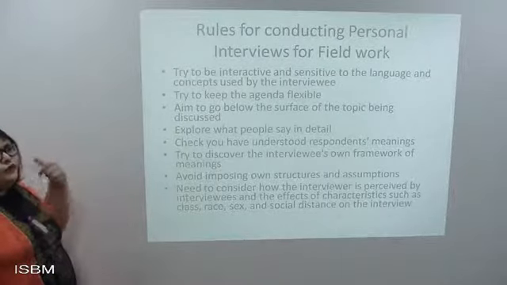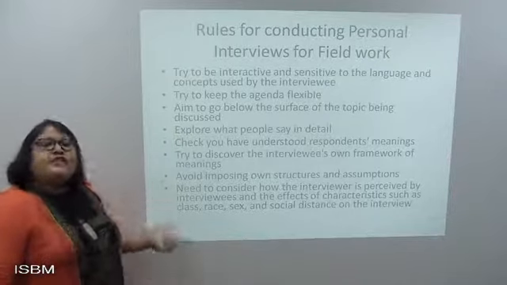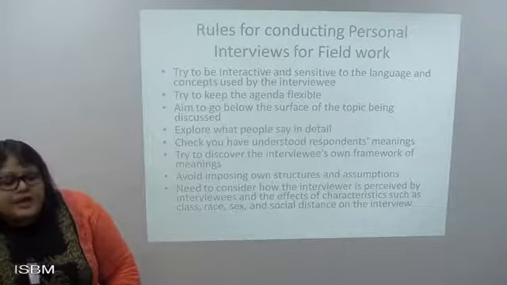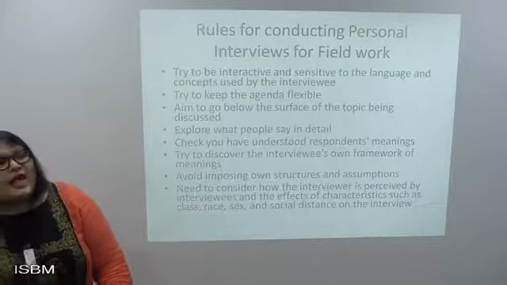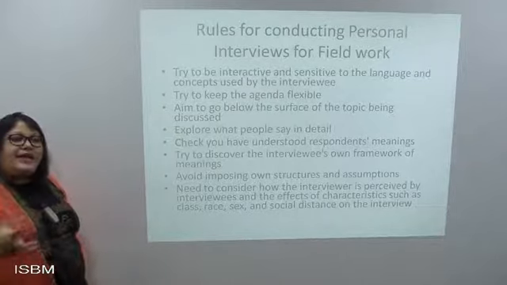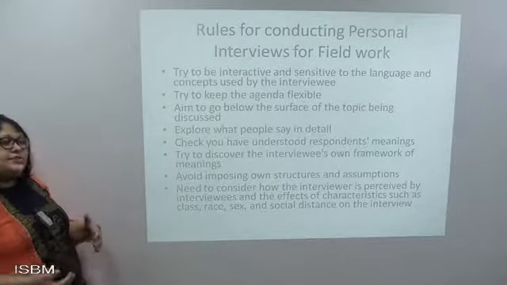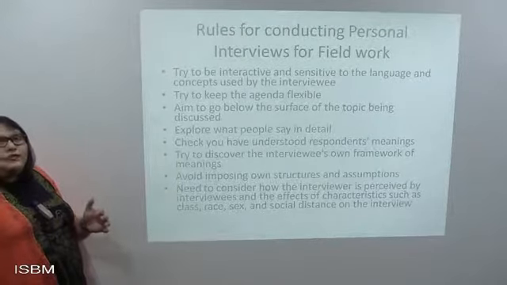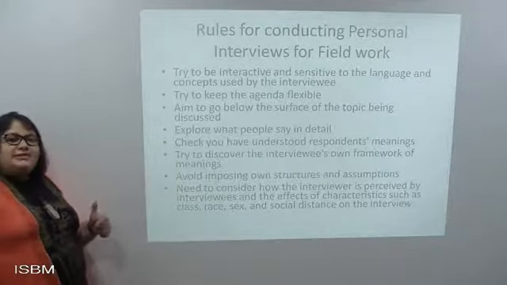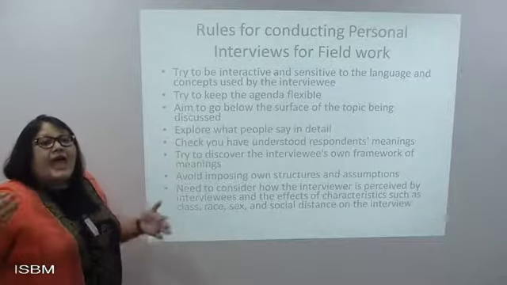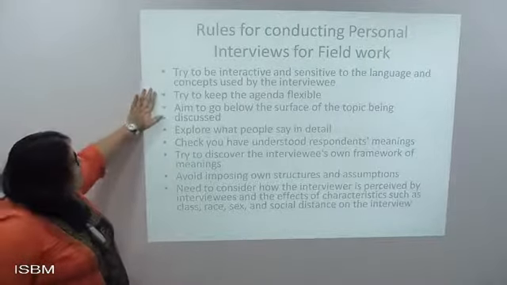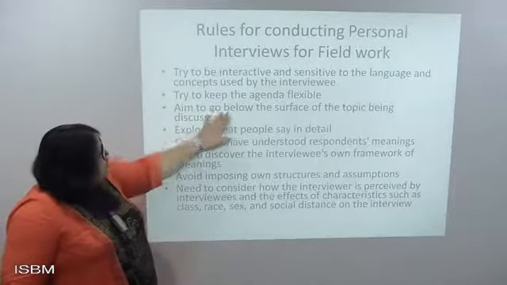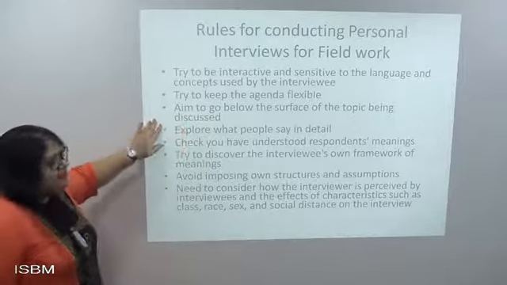That is, if you are to conduct a field study on the exploitation which occurs to women in tea gardens, you will first try to gain their confidence. You will not drop your agenda right then and there. You will try to adapt and assimilate in their culture first, and then you will carry out the research process. So aim to go below the surface of the topic being discussed.